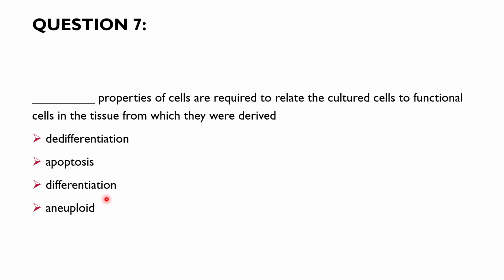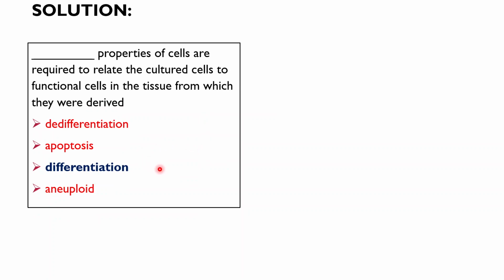Okay, so differentiation is the right answer here, and many of you have already answered. That's option C, which is the correct option. De-differentiation is the exact opposite process; that is, de-differentiation is the loss of specialized characters of a specialized cell. So yes, differentiation is the right option. Now let's move on to the next question.